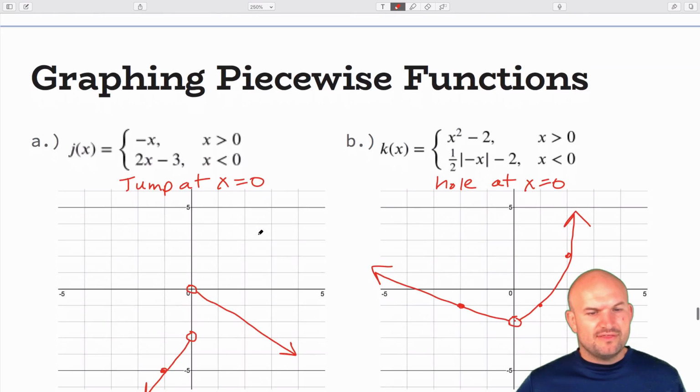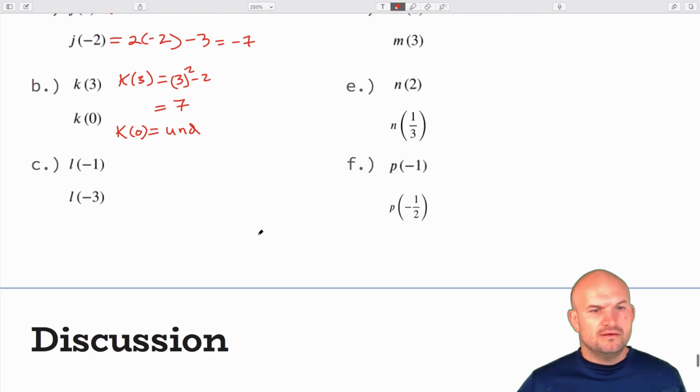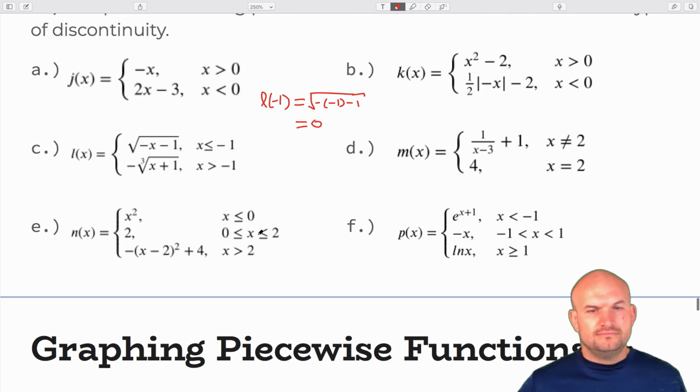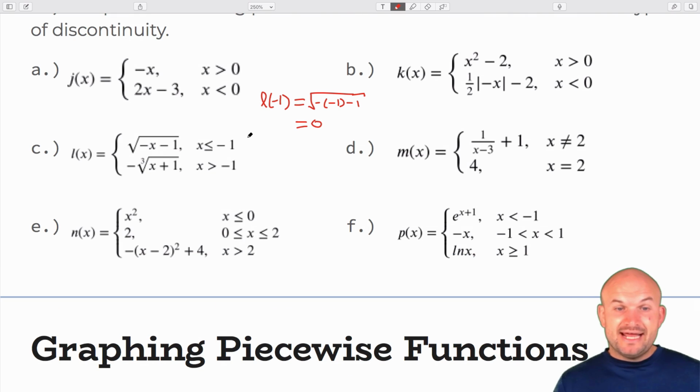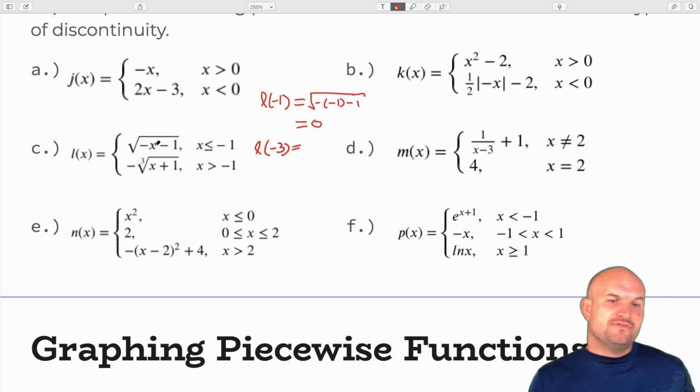And then, was it -3? If I want to do it for -3, again, I'm going to use the same equation. So L of -3 is going to be -(-3), which is 3, minus 1 is 2. So therefore, I'm just going to leave that as the square root of 2.